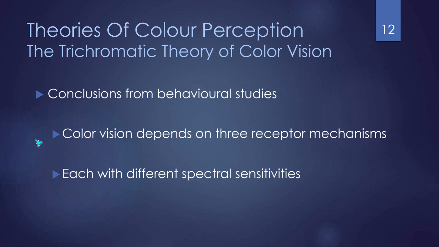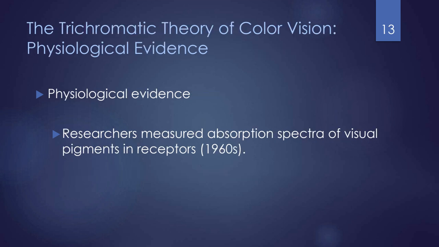Okay, so then we went on to develop many more advancements in technology so that the physiological evidence for trichromatic theory of color perception could be supported. Some of the physiological evidence is just researchers being able to measure the absorption spectra of visual pigments found in those receptors.